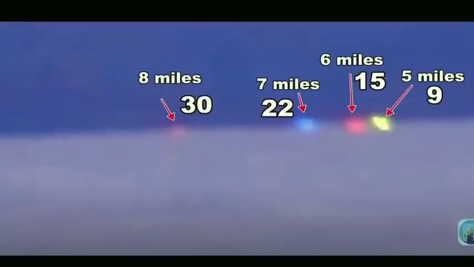30 feet of curvature, 22, 15, and 9, but somehow they all showed up on the same level. Somehow. They all refracted up just the right amount at those distances and formed a straight line. Again, this is rock-solid proof that we're not on a ball, the size that they tell us at least.